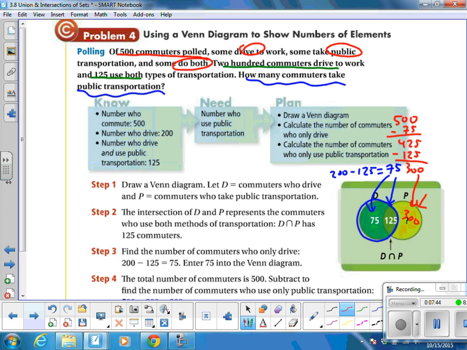But I got to come up to the question here and make sure I'm answering the right question. And it says, how many commuters take public transportation? Well, the ones that take public transportation is going to be this entire circle here. So I am going to need both of the 300 and the 125. So the 300 and the 125 will get me an answer of 425 people do take public transportation.